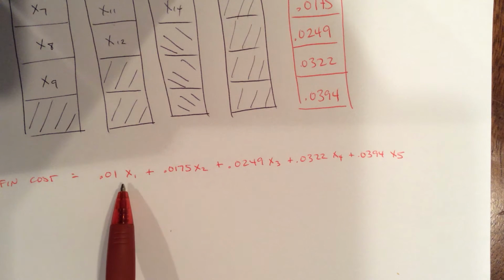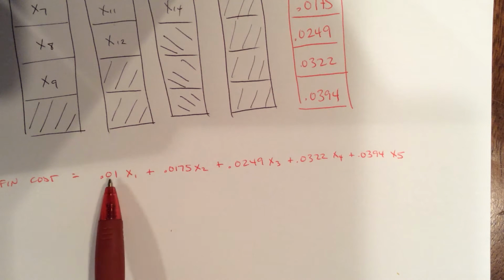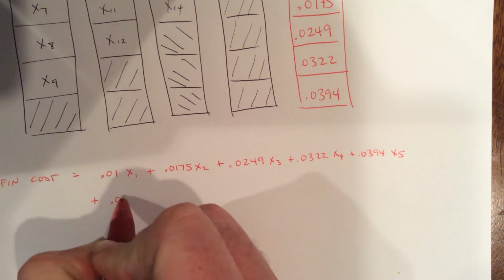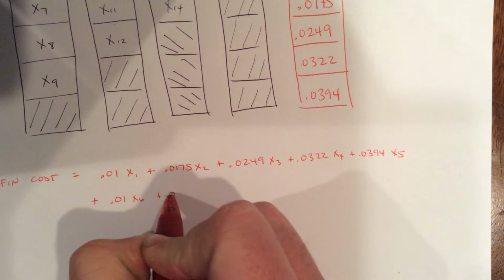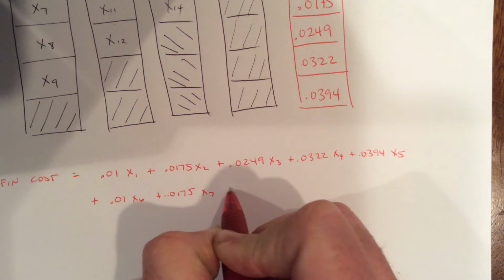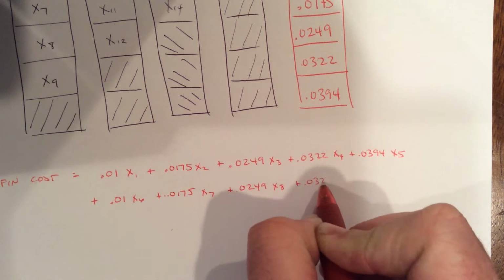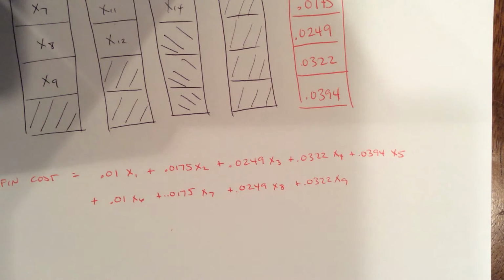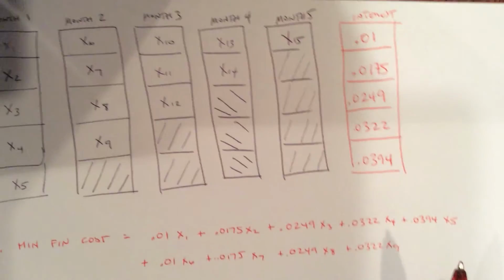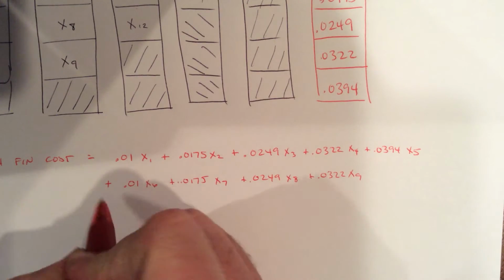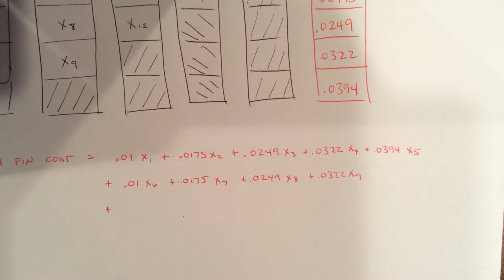Because if the first month I take out a 1-month loan, it'll be the amount times the total interest I'll have to pay. If you take a 5-month loan, it'll be the amount times the interest I'll have to pay. All right, so that is the first month. The second month we're going to add 0.01 times x6, 0.0175 times x7, plus 0.0249 x8, plus 0.0322 x9. Now there again, in the second month, there's no 5-month loan, so that part drops out of our objective function.